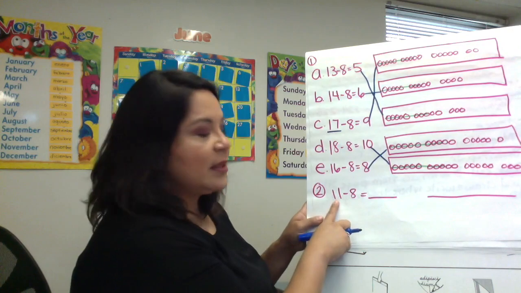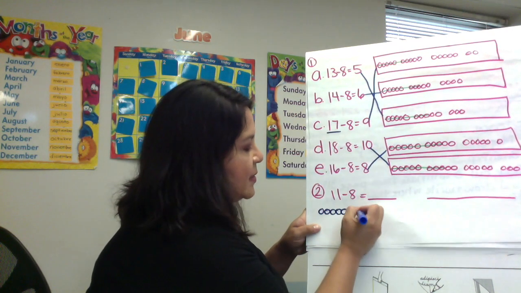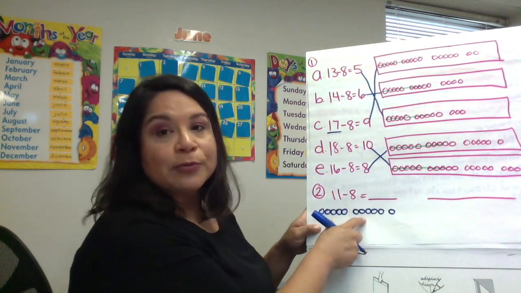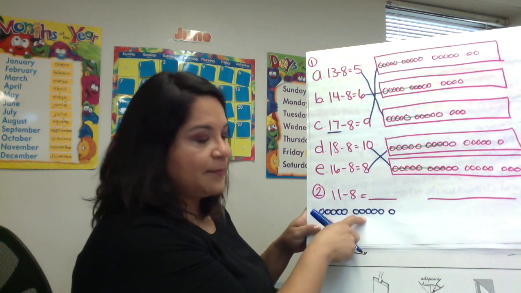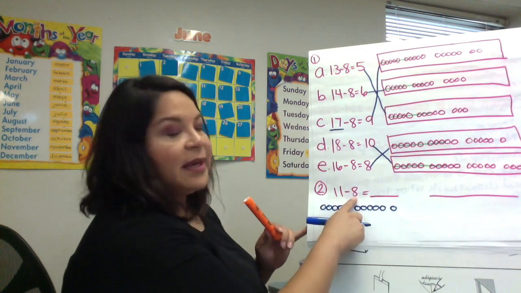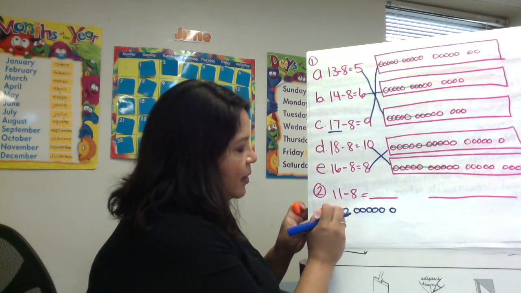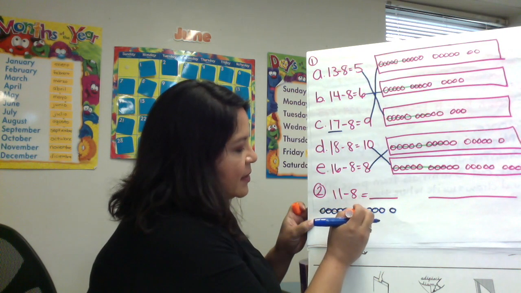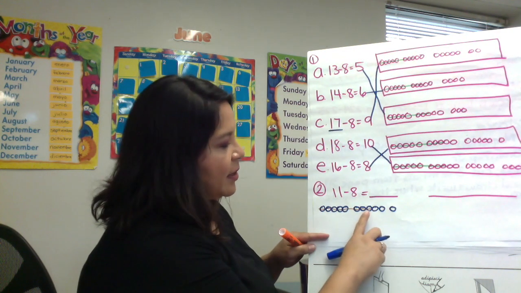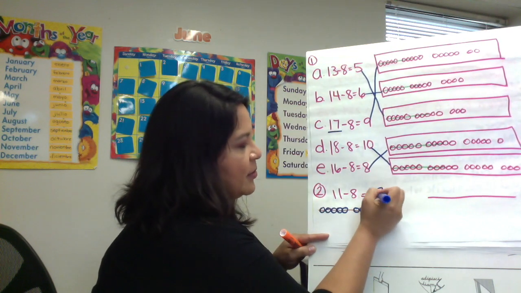So we're going to start with 11. 1, 2, 3, 4, 5, 6, 7, 8, 9, 10, 11. Notice how I grouped them by 5, just the way they asked me. And now I'm going to subtract how many? 8, right? So it's 1, 2, 3, 4, 5, 6, 7, 8. Right? And my answer, how many are left over? 1, 2, and 3. So that's my answer, right?